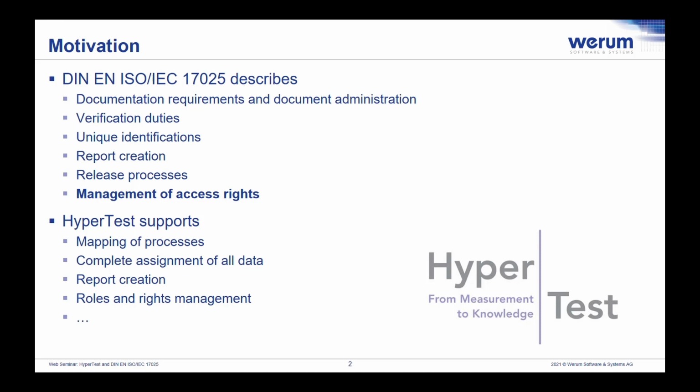The test process management system HyperTest offers the most essential functions like the mapping of processes, the complete assignment of all data, the creation of reports. HyperTest also provides an extremely powerful roles and rights management and many other features.